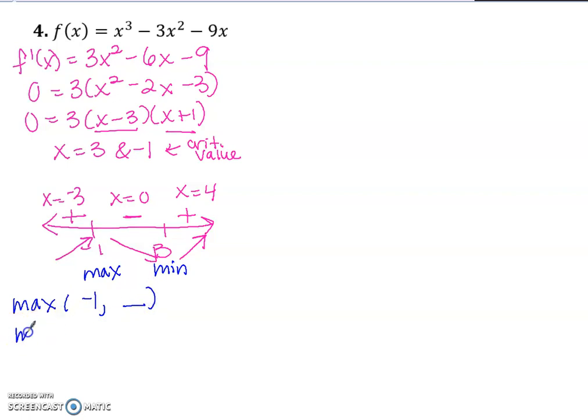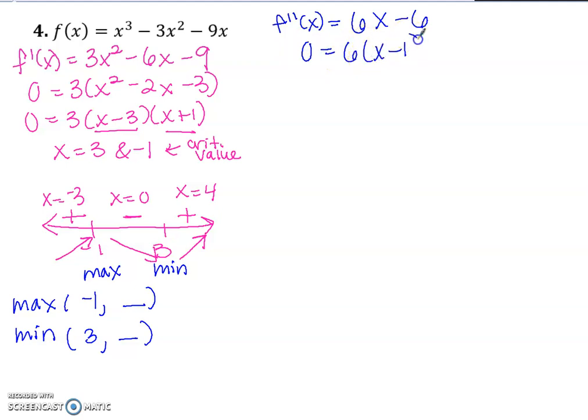So I know I have a max at -1. I'll find my y value. I have a minimum at 3, and I'll find my y value. Okay, we now go do the second derivative because I have to see if we change concavity here, if there's any point of inflection. So using my first derivative, I'm going to take the derivative of that, and then I'm going to set that equal to 0 and factor. So I factored out a 6. I set that equal to 0. I have a potential point of inflection at 1.